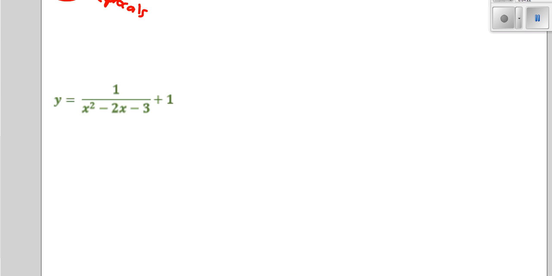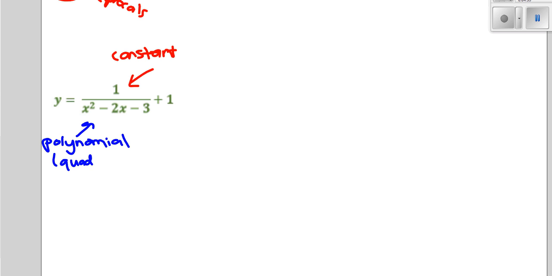You don't need to write this if it's going to put you off notes. So the constant, which is 1, could be a different number, could be 3, could be anything. And we have a polynomial, in this case a quadratic. You'll still get your asymptotic behavior, but the fact it's a quadratic in the denominator means the graph's going to look a little bit different. There might be a bit of symmetry going on.